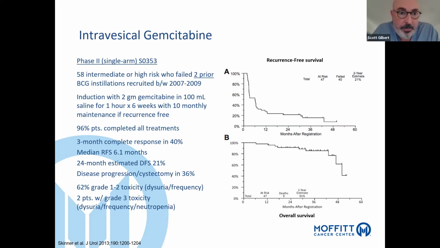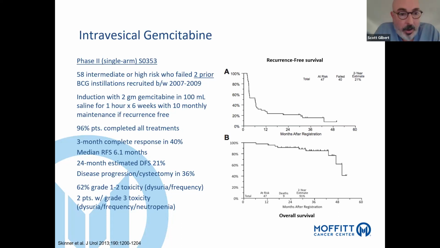There was a phase 2 SWOG study of 58 patients who had intermediate or high risk and had failed 2 prior BCG instillations. So this approximates the BCG unresponsive category, although the patients were accrued between 2007 and 2009, prior to that definition. They received induction of 2 grams gemcitabine once a week for 6 weeks. And then they received 10 additional monthly maintenance treatments, which, for chemotherapy, is basically now a standard part of all of our post BCG or second line intravesical treatment approaches.